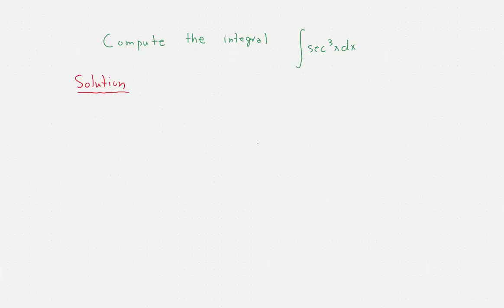Okay, so we would like to compute the integral of the third power of secant. And here, in order to compute this integral, we should take into consideration that the integral of secant x is equal to ln of absolute value of secant x plus tangent x plus c. Okay?